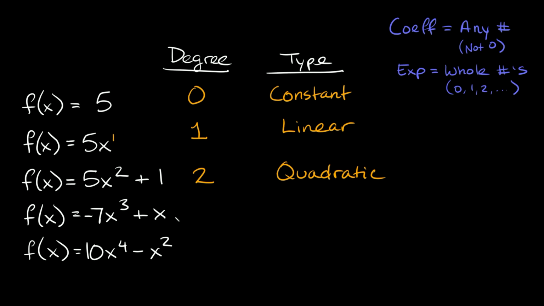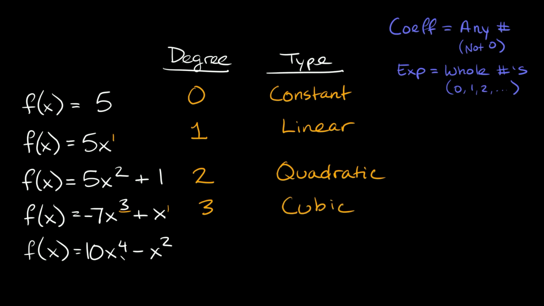This one is f of x is equal to negative 7x cubed plus x, right? So again, to find the degree, you just want to look for the biggest exponent. So here we have a 3, right? And then x over here basically still has like a hidden 1 on it, but the degree refers to the biggest exponent, so in this case it'd be a 3, right? So 3 right there. And this is known as a cubic function, all right?